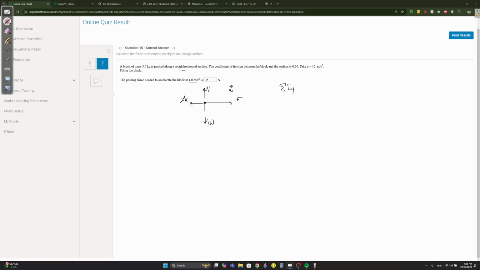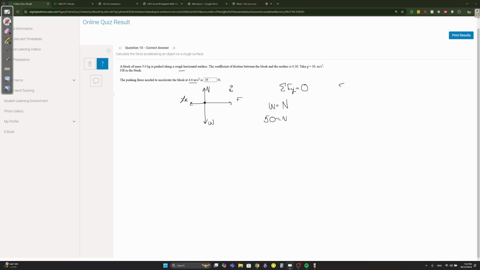Can we solve this? Of course. Let's start with Fy. What's it equal to? 0, because is it going up and down? Is it jumping up and down? Obviously not. Sigma Fy equals 0. So what are my vertical forces? W is equal to N. What is W? It's equal to mg. So the mass 5 times g 10, so 50. So N is equal to 50.